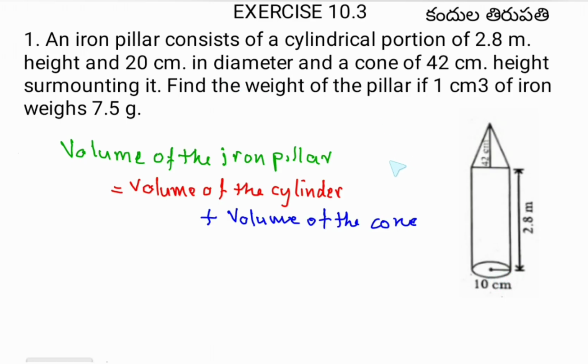Diameter d is given, d equal to 20 centimeters. So r equal to 20 by 2, equal to 10 centimeters. This is 10 centimeters.